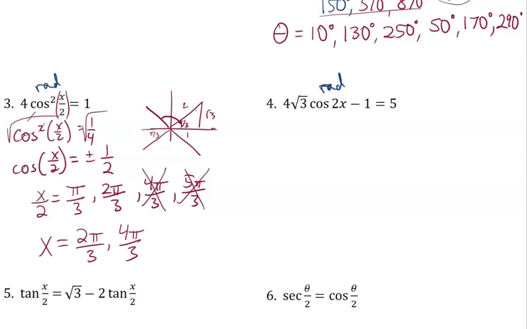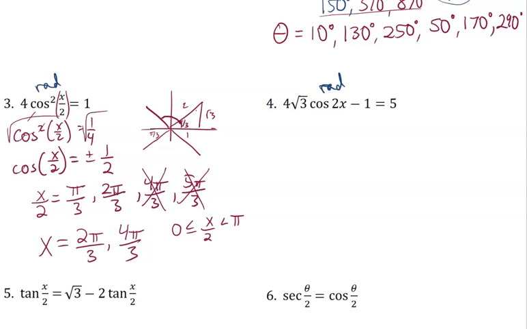over 3. Okay, so once again, since x has to be between 0 and 2 pi, then x over 2 has to be between 0 and 1 pi. Okay, which is why we eliminated these two.